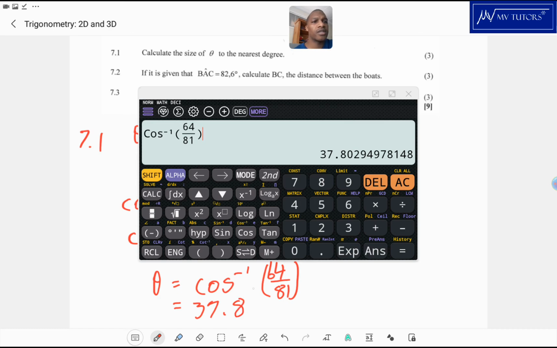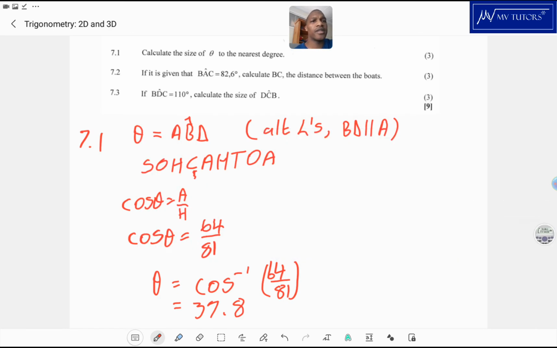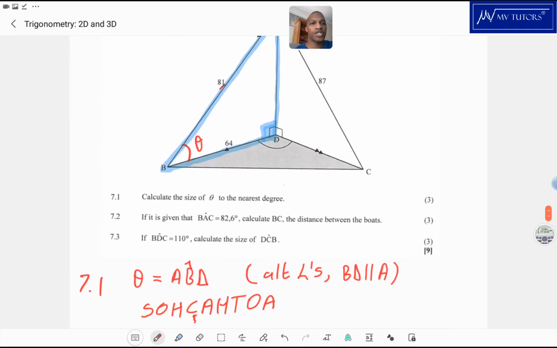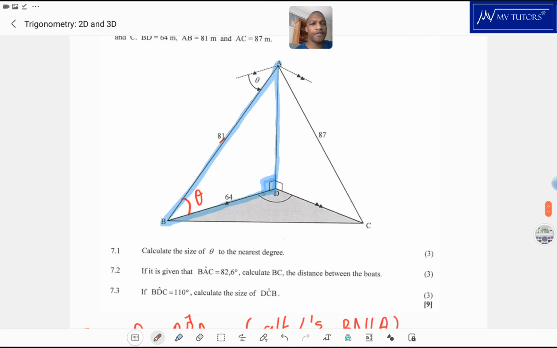So it's 37.8. Now they said calculate theta to the nearest degree. So 8 is bigger than 5, which means 37 changes to 38 degrees. That's our final answer. Now let's go to our second question. Our second question says, if it is given that BAC, all right, let me rub this.